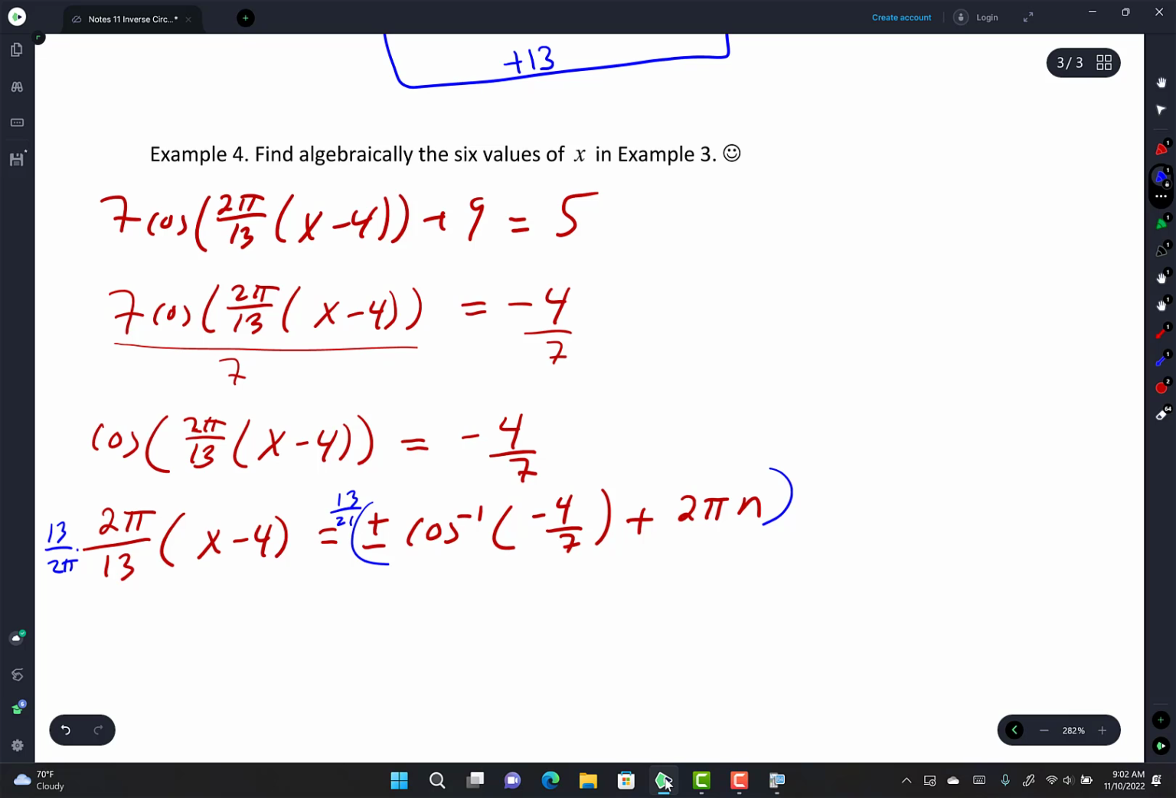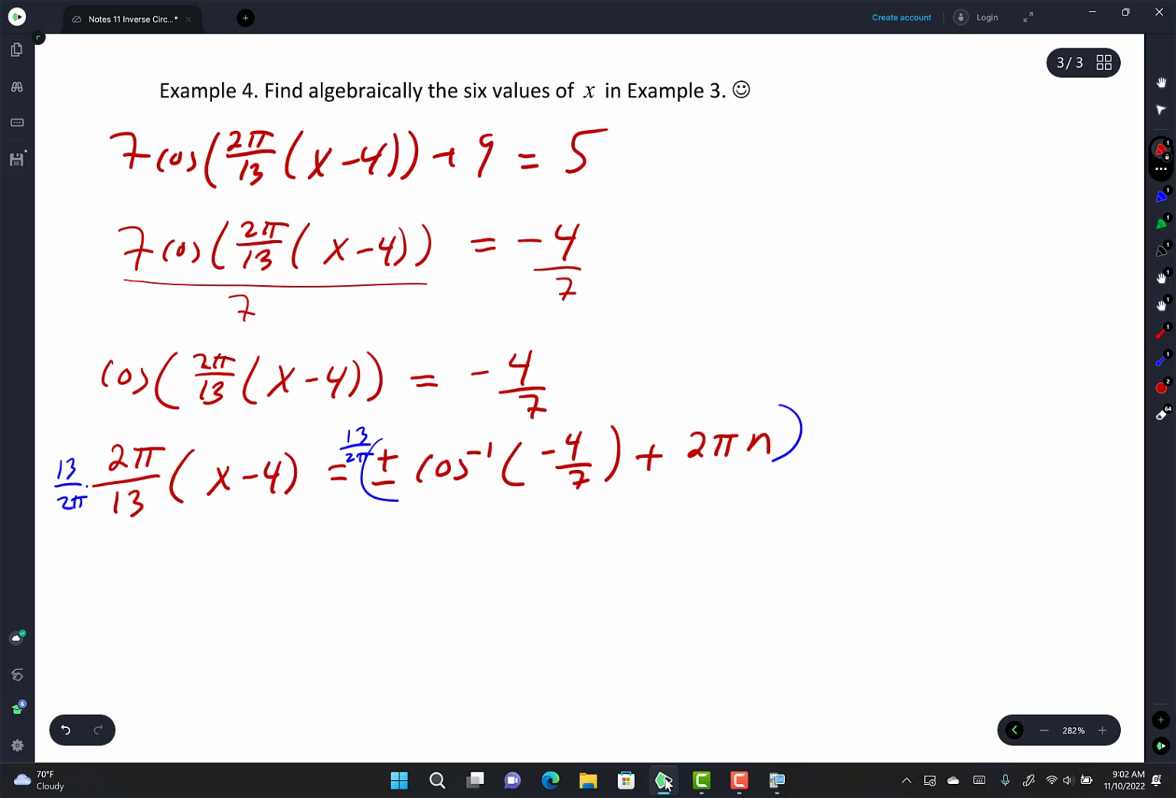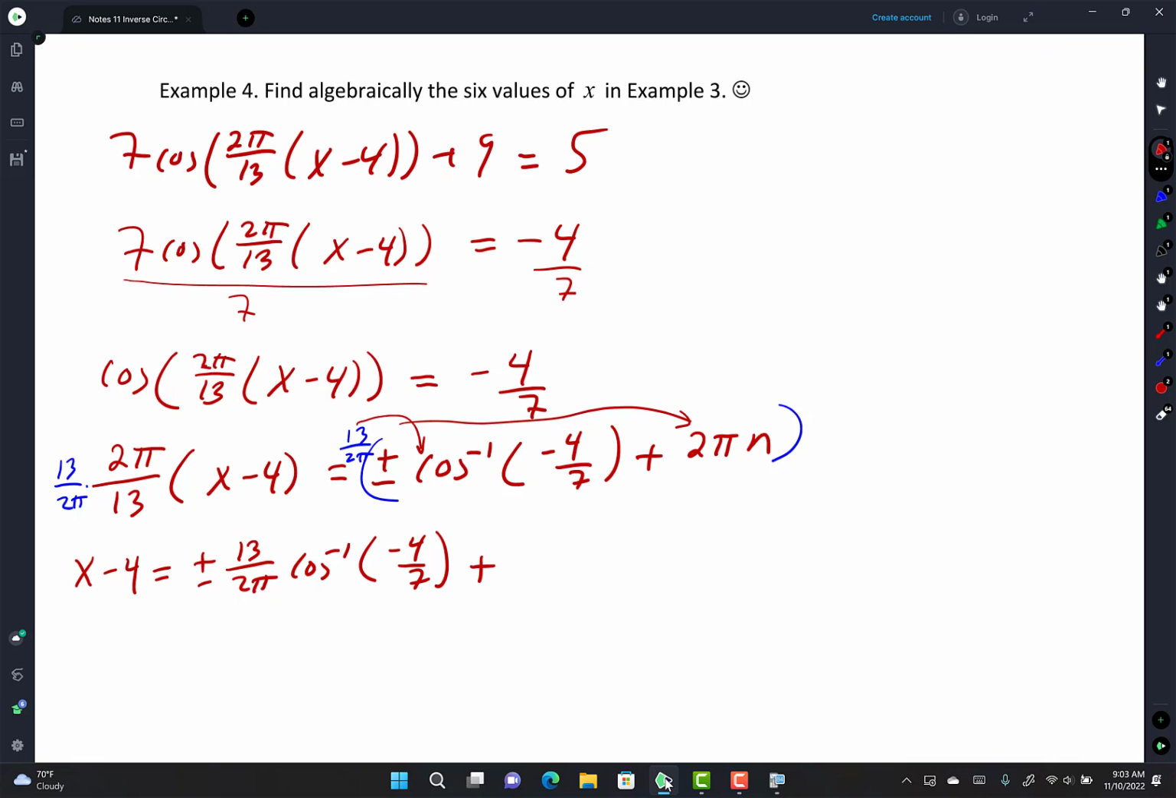13 over 2 pi like that. So when I write my next line, here's how you're going to write it. You're going to write x minus 4 equals, that 13 over 2 pi goes right here, bam, right there. So you're going to write plus minus 13 over 2 pi, arc cosine or inverse cosine of negative 4/7, close it, plus, when you distribute that 13 over 2 pi to the other term, the 2 pi n, the 2 pi's cancel out, and you get a 13n.